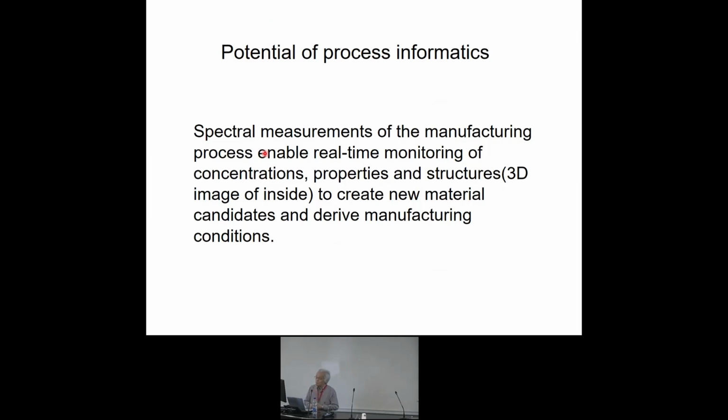A potential of process informatics is summarized here. Spectral measurement of the manufacturing process enables real-time monitoring of concentrations, properties, and structures. A 3D image of the inside, this is very important, helps to create new material candidates and derive manufacturing conditions. So probably process informatics will provide very convenient information to all industrial chemists.